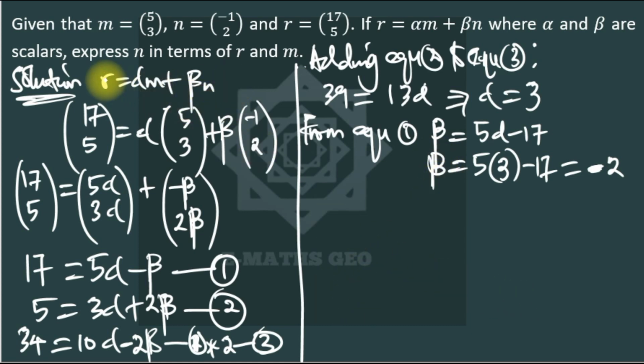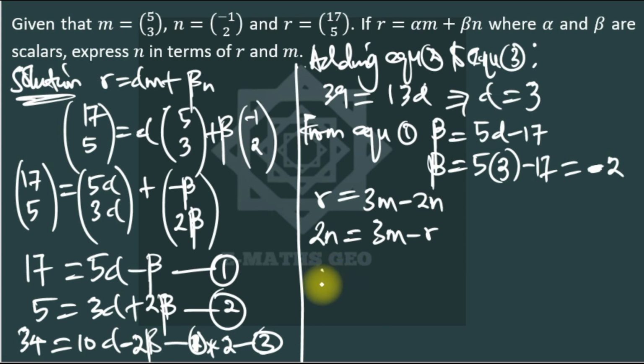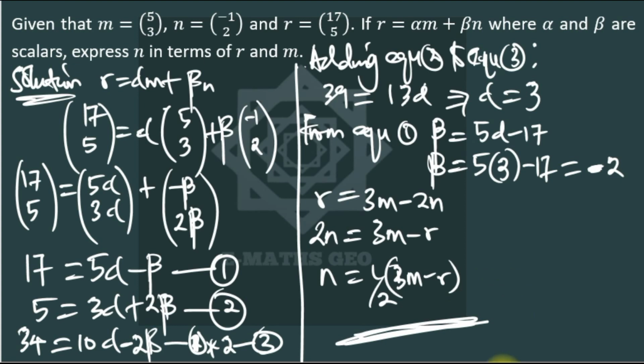So let's go over to the original expression. They told us that r is alpha m plus beta n. Alpha is 3, so I have 3m. Beta is minus 2, so we have minus 2n. Therefore, we are asked to make n the subject of formula. Making n the subject of formula, this comes over to be 2n, and this goes over there to be minus r. Therefore, n is now half of 3m minus r. So that's what we are asked to solve. It's a nice and tricky question. Thank you.